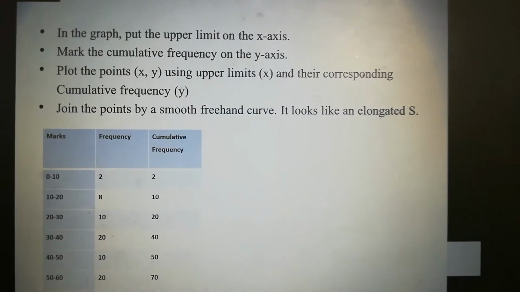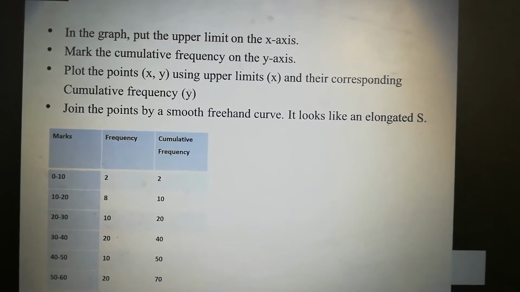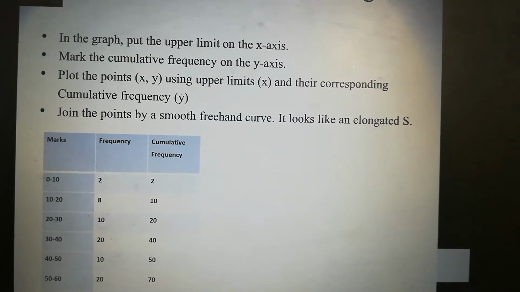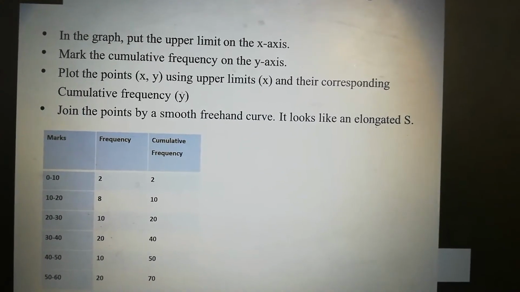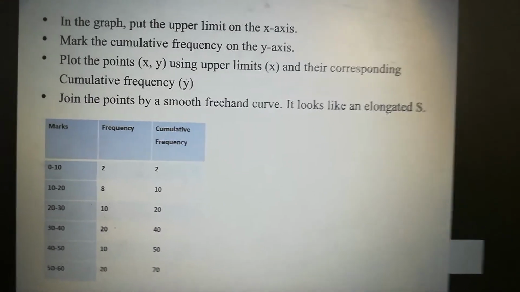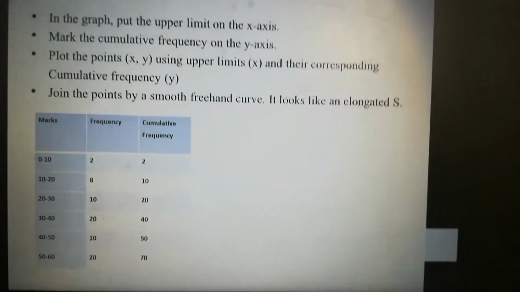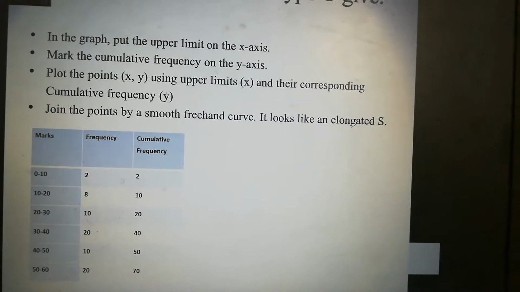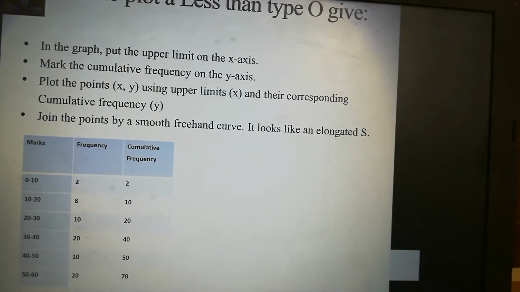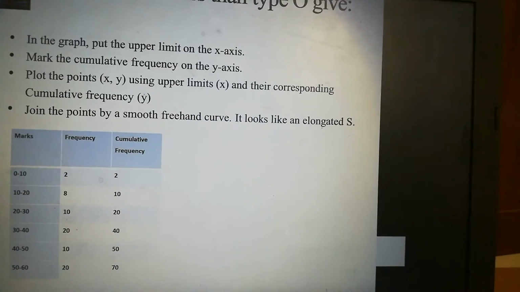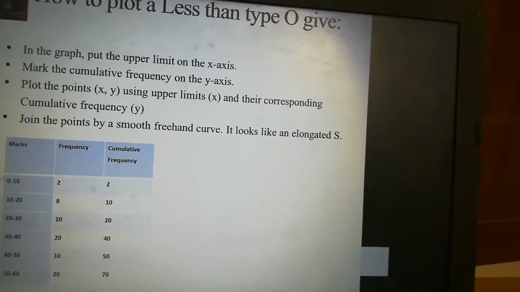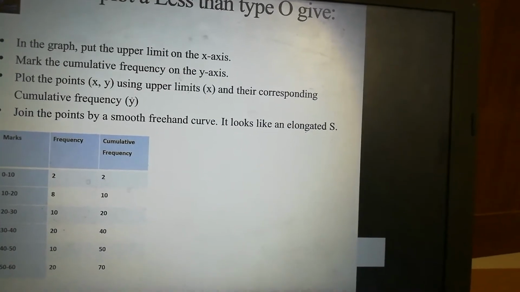For example, see the frequency. Here what we need to do, first we need to write the class interval and its corresponding frequency. Then we need to find the cumulative frequency. Here we could see the first one is 0 to 10 marks obtained by the people. How many people are there? 2. And the frequency is 2. Next is 10 to 20. The number of people who come within this range is 8. So the cumulative frequency is 2 plus 8, it is 10.